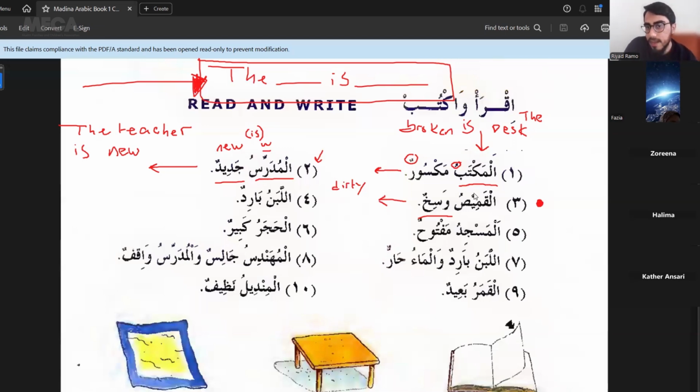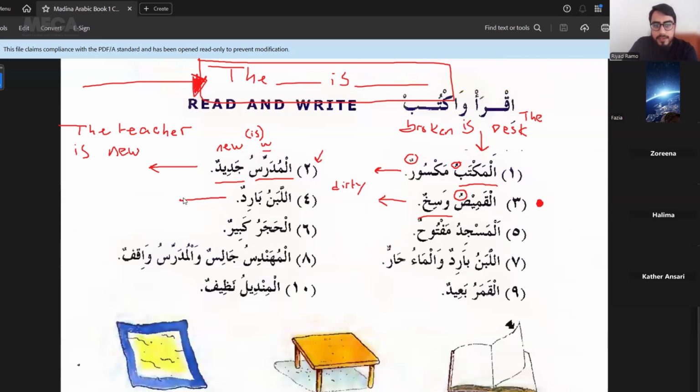Good, but remember al-qamisu. Al-qamisu wasikhun. Very, very good. The blouse is dirty, or the shirt is dirty. Okay? Very, very good. Thank you. Everyone be careful with this alif lam. Sometimes we say al-qamisun, we say "the," but remember it's only one u sound. Al-qamisu, al-mudarisu, al-maktabu. Okay? Very good.